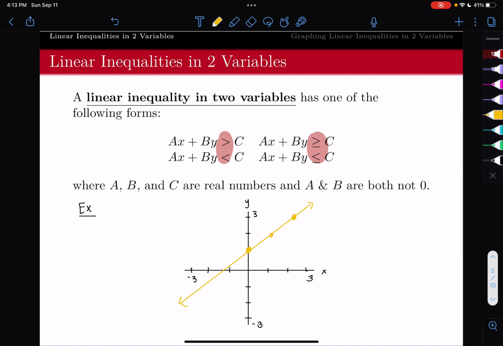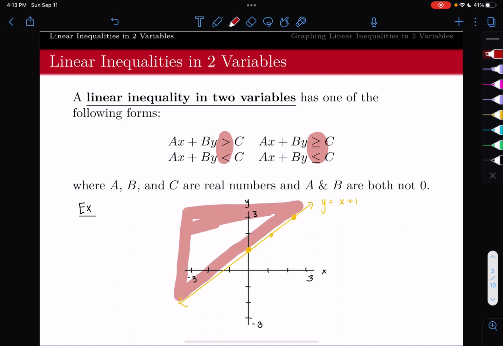And this line would be y equals, our slope is 1 and our y-intercept is 1, so it is y equals x plus 1. On one half, maybe I'm going to be shading this region here. So let's go ahead and shade that in. This would be all y values that are bigger than the line. So this inequality would be y is greater than the line x plus 1.